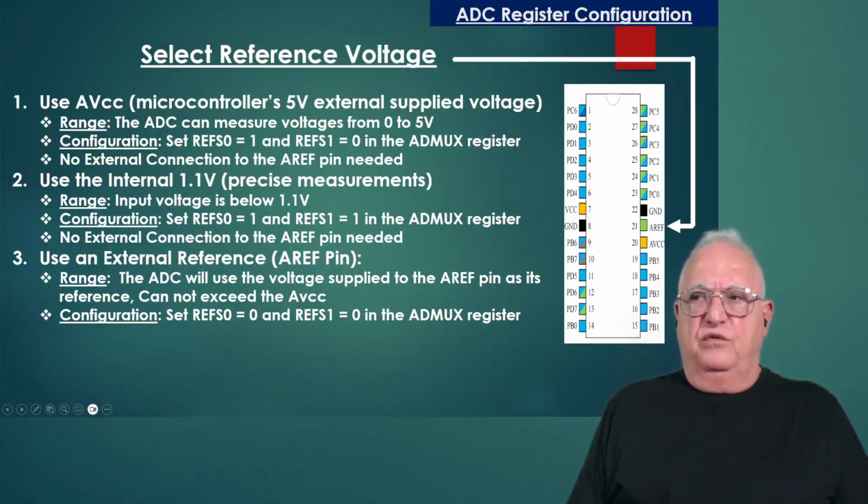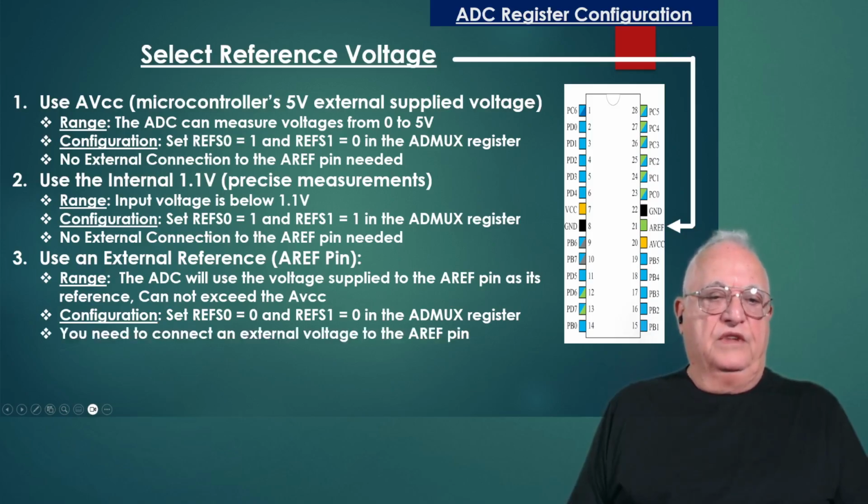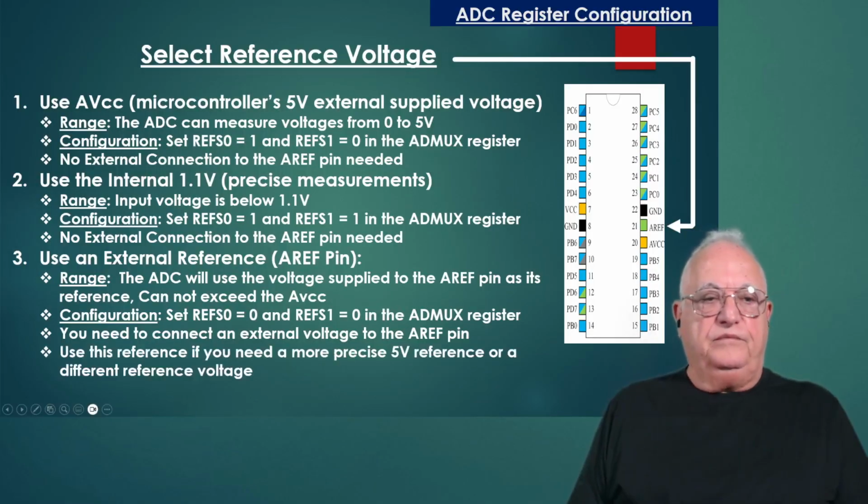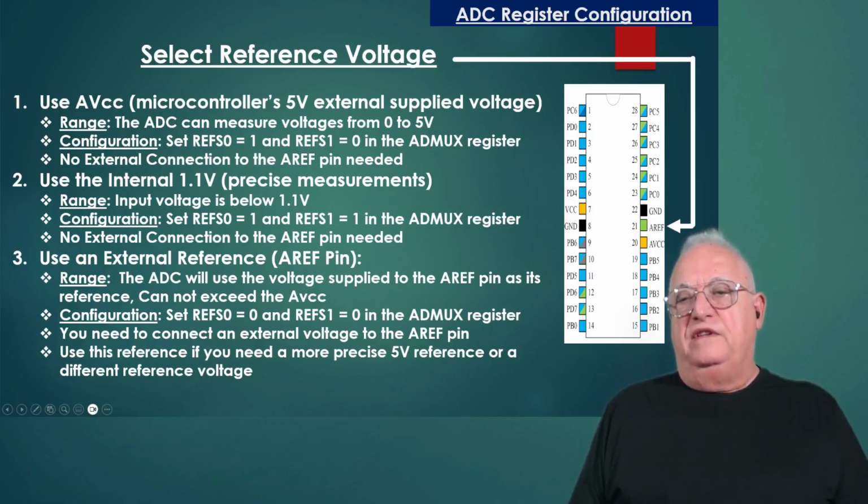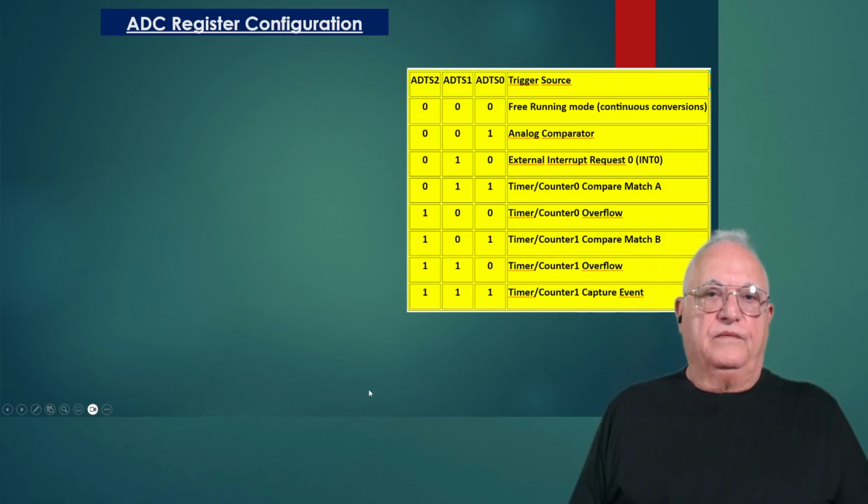Next, the configuration would be, we need to set the REFS0 to 0 and the REFS1 also to 0 in the ADMUX register. You need to extend that voltage to the AREF pin right here. Now use this reference if you need a more precise 5-volt reference or a different reference voltage, maybe 4.5, 3, or whatever you need, as long as it's less than 5 volts in our case.